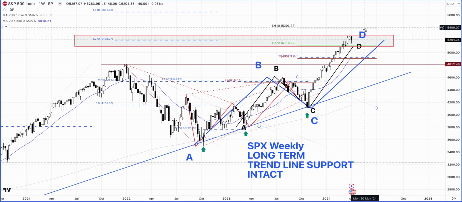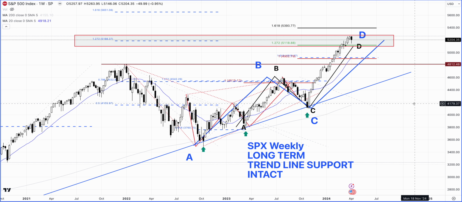So this is what we'll be watching for. The really key thing is that there is no follow through, or we get a couple of weeks of sell pressure coming into the market, but anything beyond that, we haven't seen in this market.